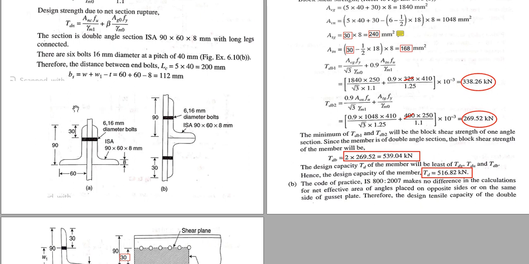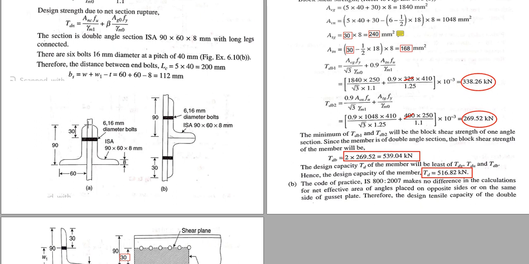Here from this figure you can understand that two angle sections are placed, one on the left of this gusset plate and another on the right side of the gusset plate. These angle sections are 90 by 60 by 8 millimeter, and there are 6 bolts of 16 millimeter diameter, and the longer leg is connected. This is 90 millimeter, this is 60 millimeter. Here also in this figure 90, 60. So in both figures the angles, the number of bolts and the diameter are the same.